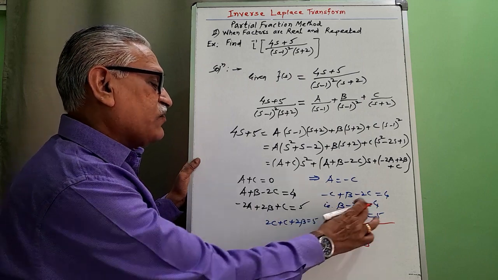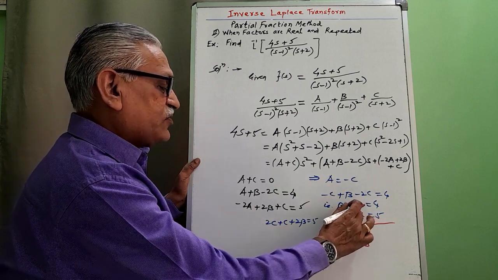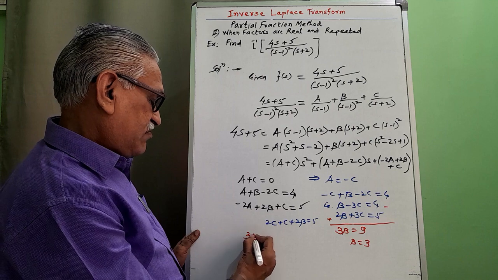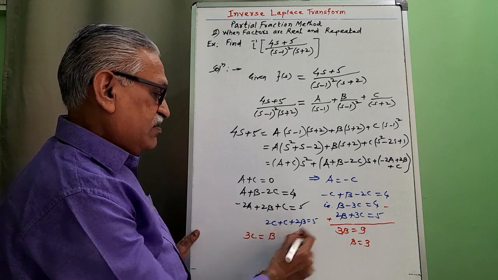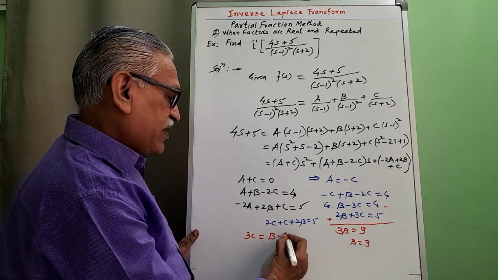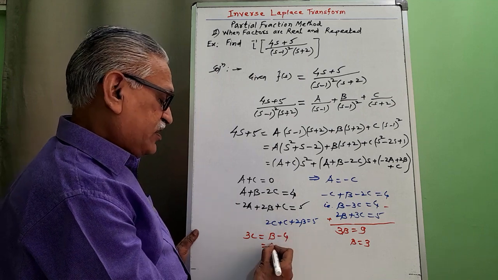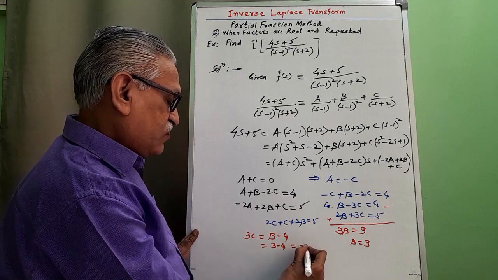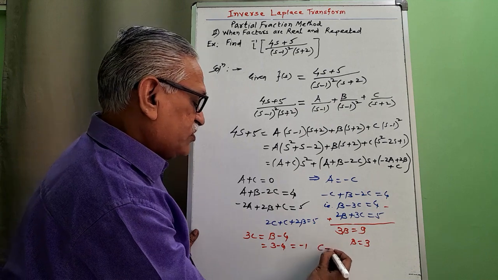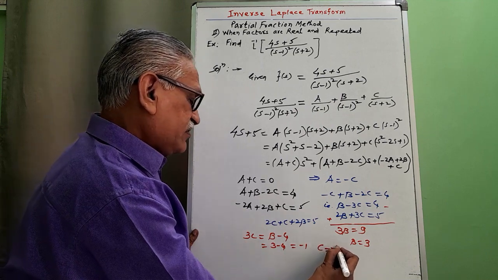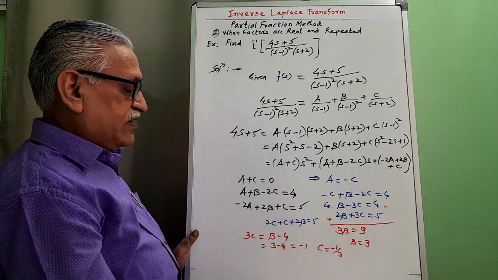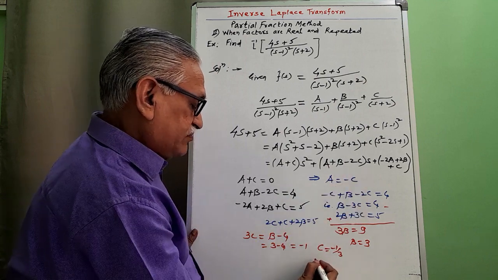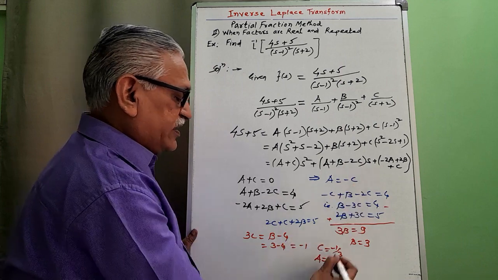Substitute that value in any one of the equations. Therefore, I am substituting that value here in this equation. Therefore, we get that 3c as b, transferring this to the other side, we get minus 4. The value of b is 3. 3 minus 4, we get that value as minus 1. And therefore, c is equal to minus 1 by 3. And if c is minus 1 by 3, we get the value of a as minus of that. Therefore, a we get as 1 by 3.